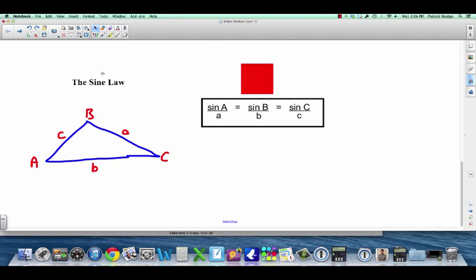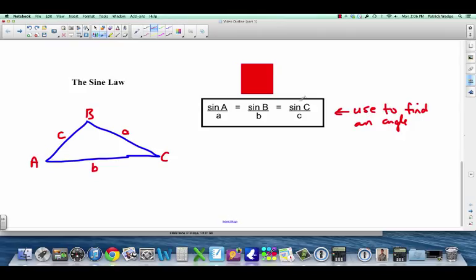And you're going to use this formula when you're trying to find an angle. Use to find an angle. And you'll notice in this case all the angles are in the numerator position. They're all on top. Capital A, capital B, capital C, those are the angles on top. The sides are on the bottom.